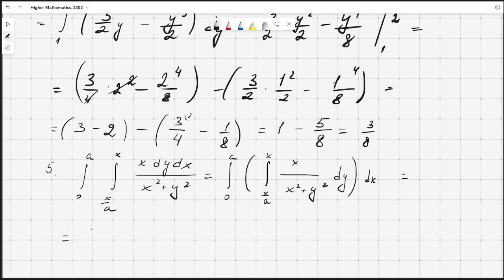Calculate. If y is variable, x is constant, we will have integral from x over a to x of dy over x squared plus y squared dx. This is a standard integral, it is arctangent.